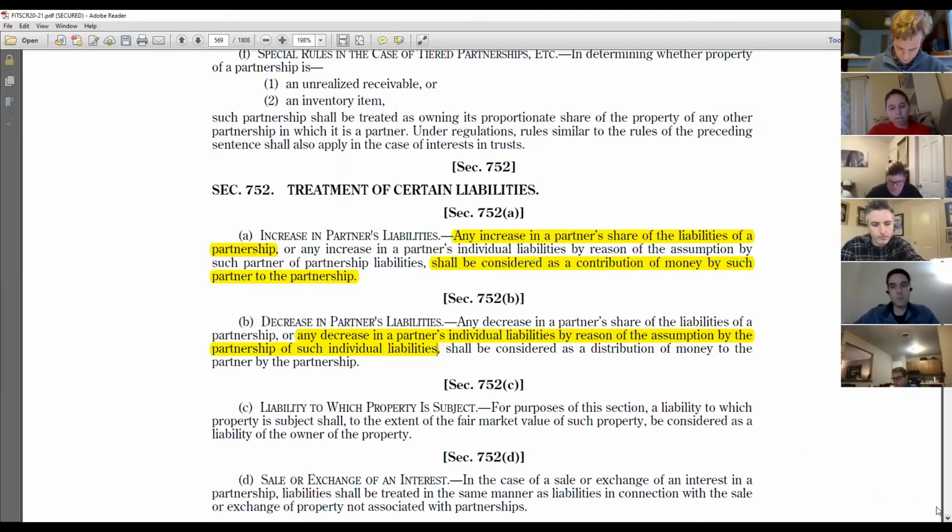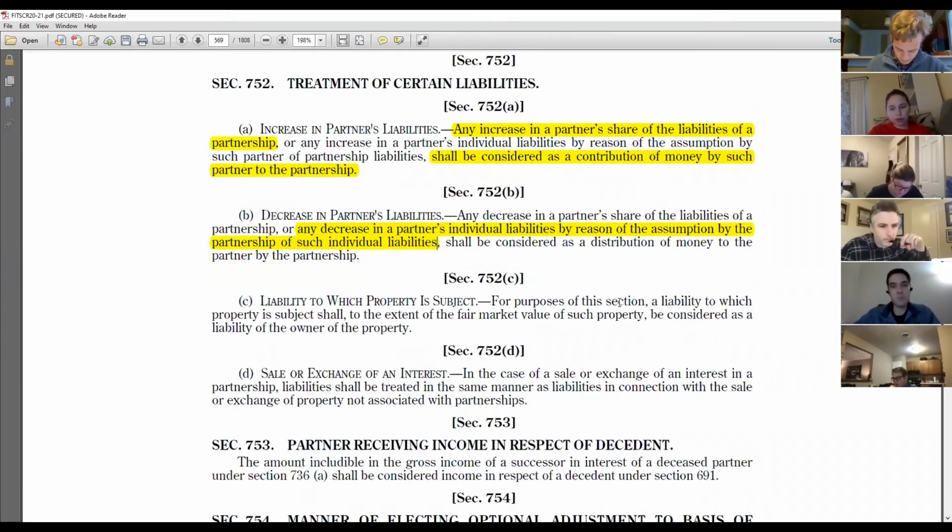But then 752(c) comes in and says, for purposes of this section, 752, a liability to which property is subject, that's this non-recourse debt, shall be considered as a liability of the owner of the property. So that's what tells you that whether this debt is non-recourse or recourse, the adjustment to C's outside basis, a reduction of 30 to C's outside basis under 752(b) via step 2 of the analysis, is going to happen. It says, well, for 752, we're going to treat that non-recourse debt as if it's the owner's liability.